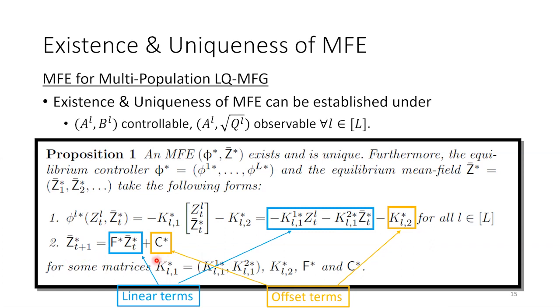Similarly, the mean field itself has linear or affine dynamics, where the dynamics of the mean field depend on the last mean field, Z bar star T, and then there's also an offset term. So we find that there is an affine structure of this mean field equilibrium. And because of this affine structure, we are able to find an RL algorithm. Just to give you an overview, mean field equilibrium usually does not have this affine structure. This affine structure is due to the linear and quadratic nature of the problem. In the absence of this affine structure, making this RL algorithm might be difficult. So this affine structure makes it easier for us to come up with a reinforcement learning algorithm.